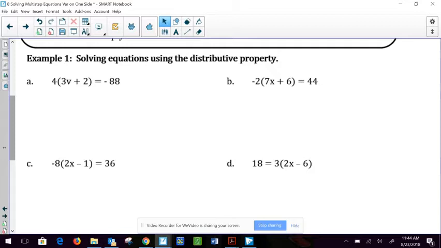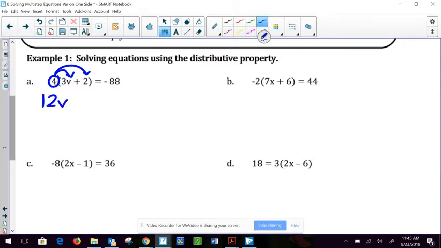The same way with that parentheses. This 4 right here, you need to make sure that you're giving to the 3b and the plus 2. The way you do that is through multiplication. So you ask yourself, what is 4 times 3b? You got it, it's 12b. And then what is 4 times a positive 2? Yes, it is a positive 8, and that is equal to a negative 88.